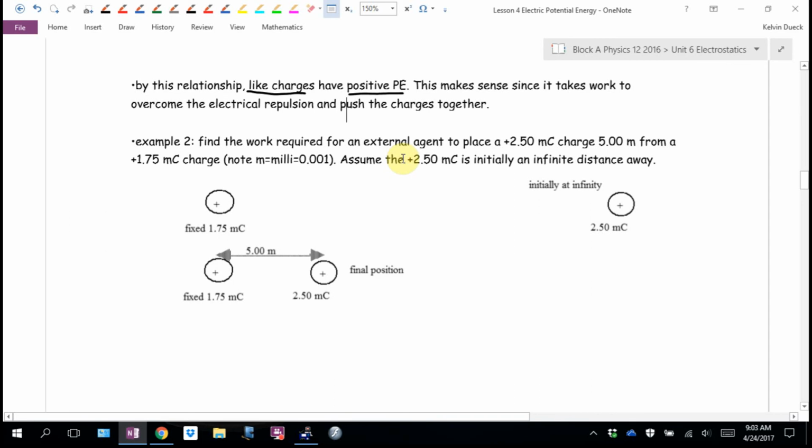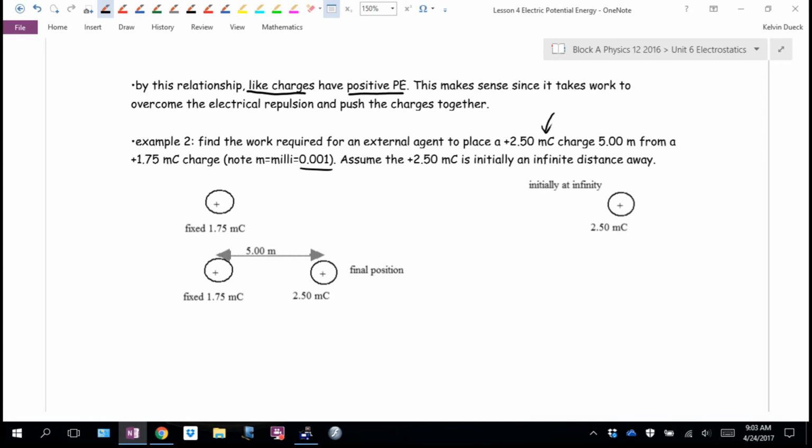Find the work required for an external agent, leprechaun, invisible angel, whatever you want, little elf, to place a positive 2.5, careful, millicoulomb charge. I'll have to look up what milli is. I think it's 10 to the negative 3, but I'll check. 5 meters away from a positive 1.75 millicoulomb charge. Oh, hey, I was nice enough to even include it there. And we're going to assume that we're initially an infinite distance away.